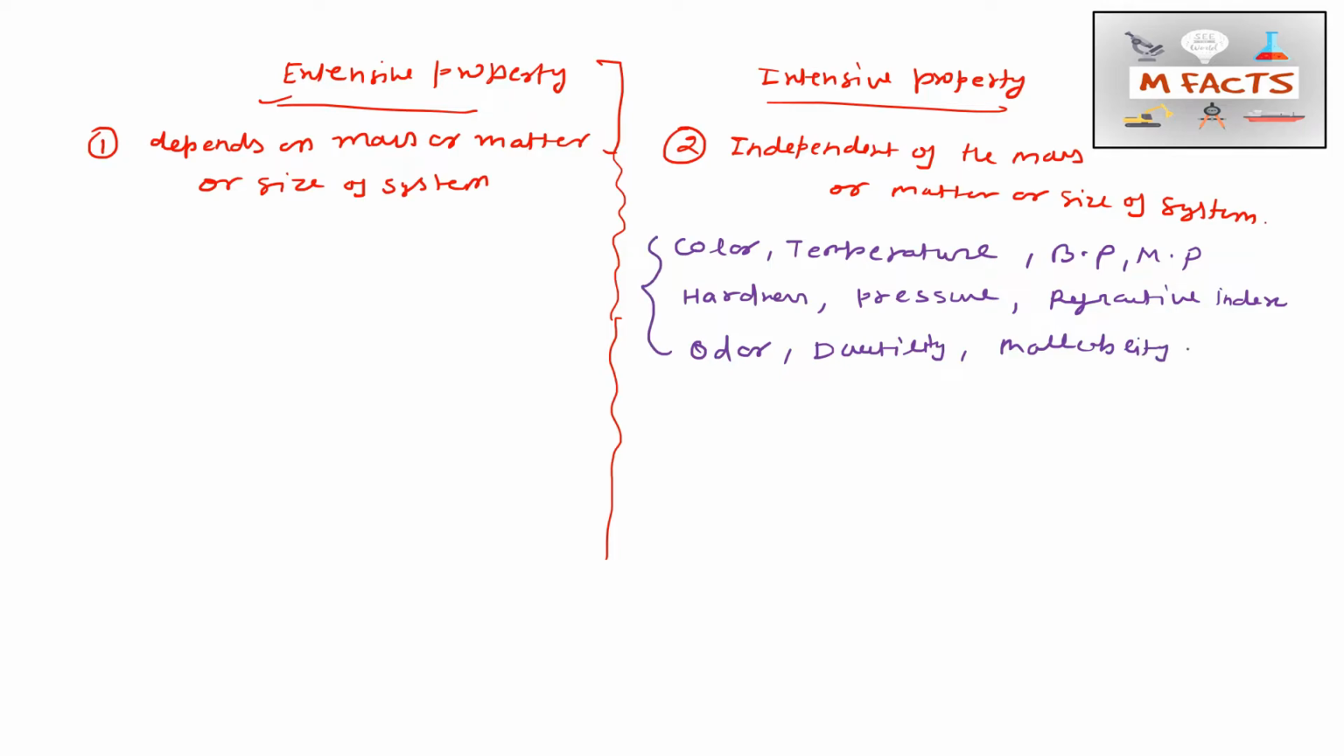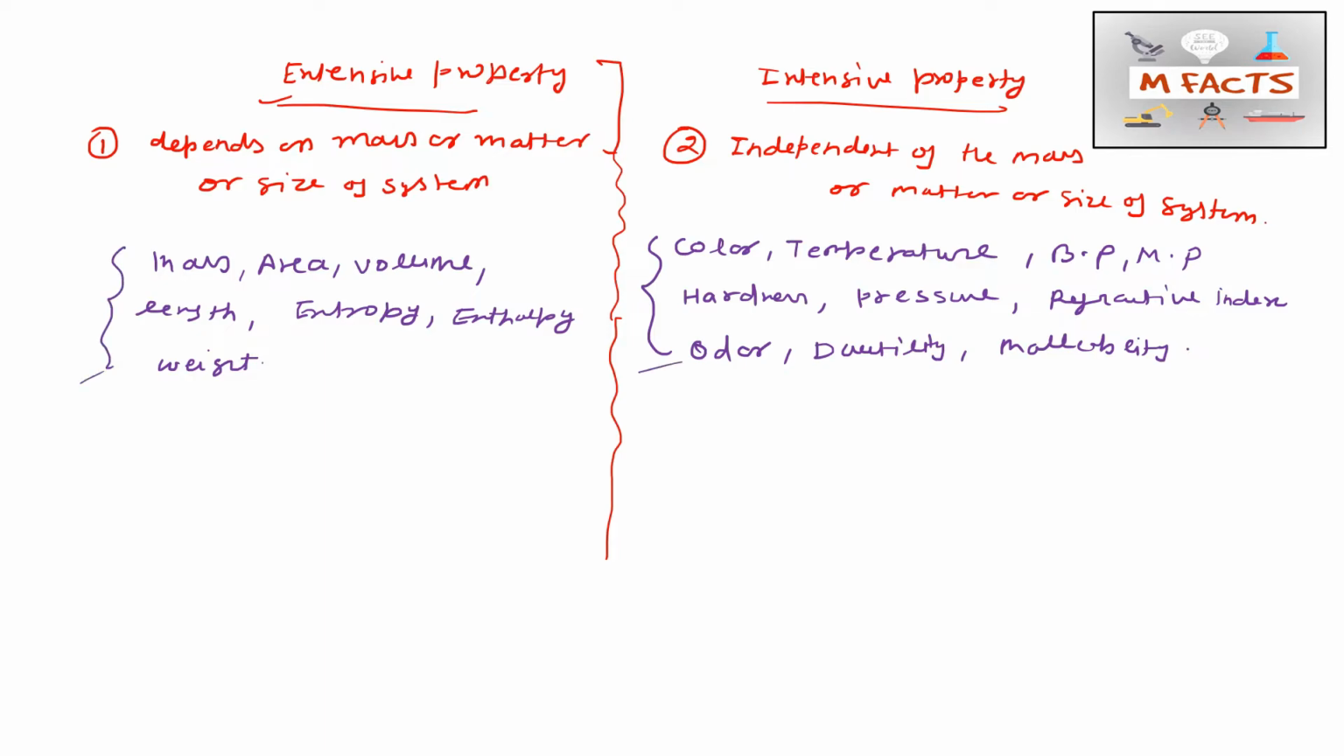In the same way, an extensive property depends on the mass. So mass is an extensive property. Area is also an extensive property because it changes according to the mass or the size of the system. Volume is also extensive because it depends on the mass. Length is also, and entropy, a thermodynamics term. Entropy and enthalpy also depend on the mass of the system. And weight. These are examples of extensive properties, and the earlier ones are examples of intensive properties.